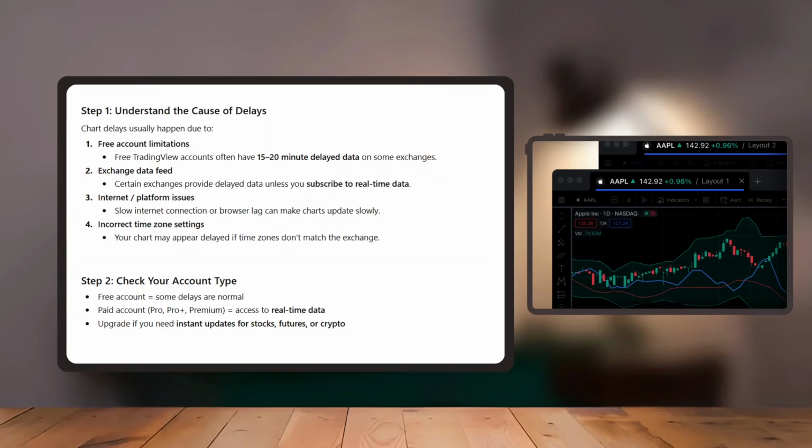Next, check your account type. Free accounts will have some delays by default. Paid accounts such as Pro or Pro Plus or Premium provide access to real-time data. Consider upgrading if you need instant updates for stocks, futures, or crypto.